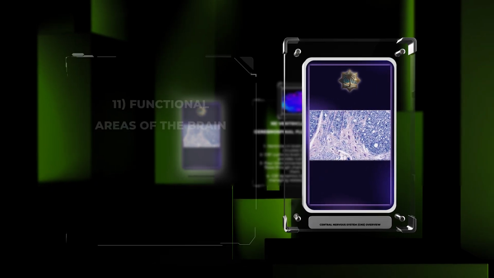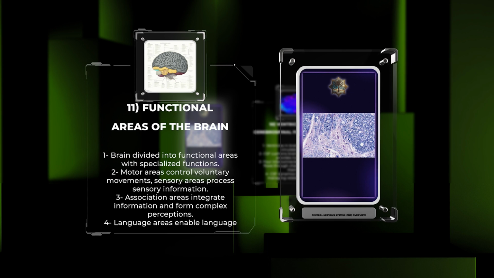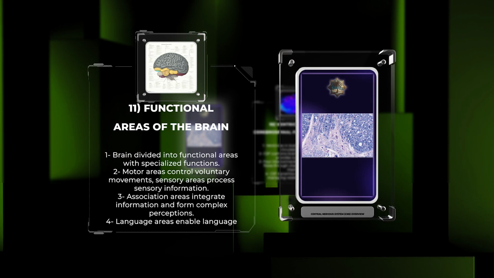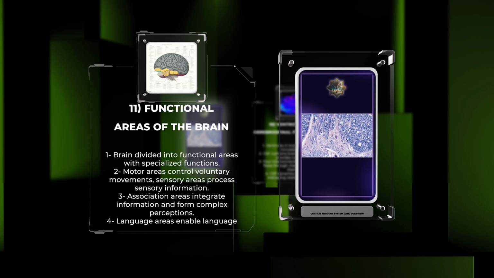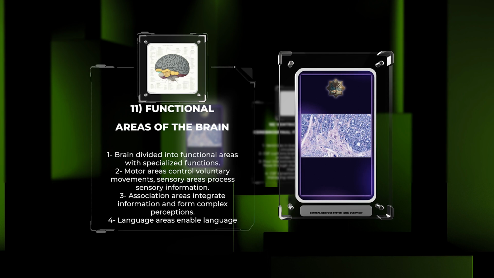The brain is divided into regions called functional areas that have specialized functions. Motor areas control voluntary movements, while sensory areas process sensory information. Association areas integrate information and form complex perceptions. Language areas enable language production and understanding. Dysfunction in these areas can cause specific neurological deficits.